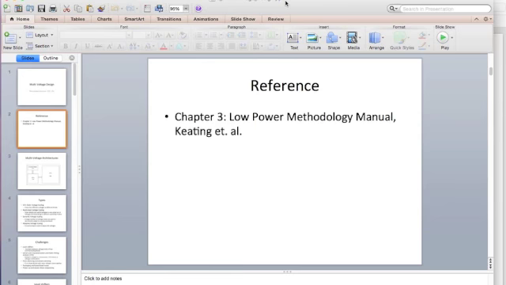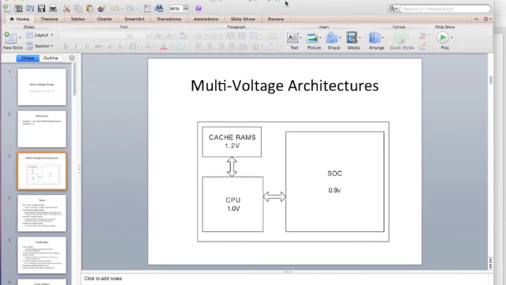The reference for this topic is chapter 3, the low power methodology manual. You have this typical scenario where you can have multiple blocks in a chip, and for certain blocks like memories, it's very hard to scale down the supply voltage because the memory cells are not very stable at very low supply voltages. So you want to keep them at a higher supply voltage, but certain other blocks you can reduce the supply voltage.